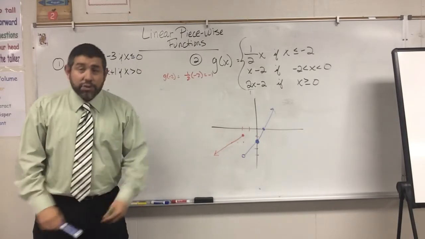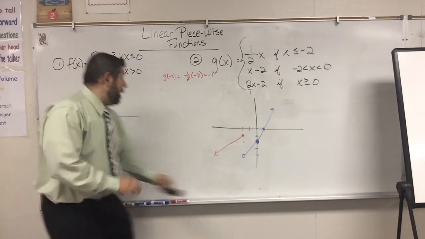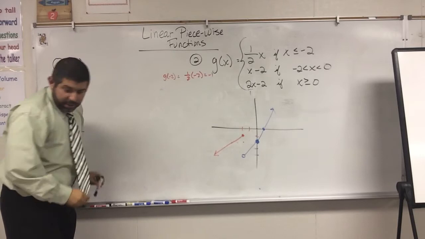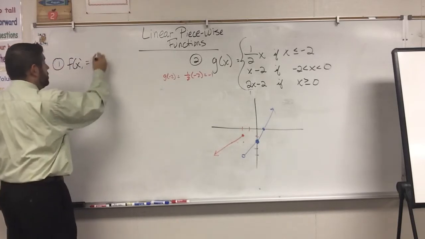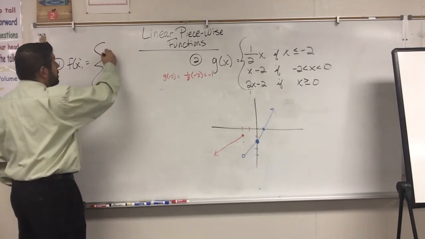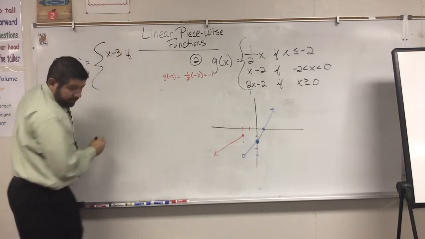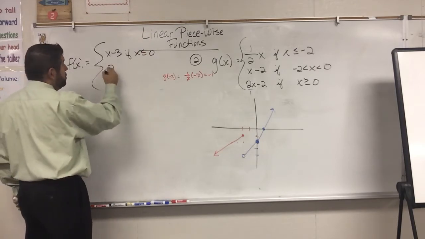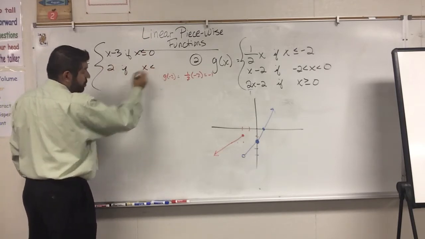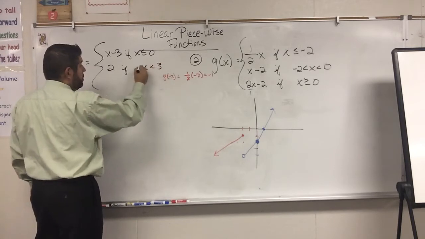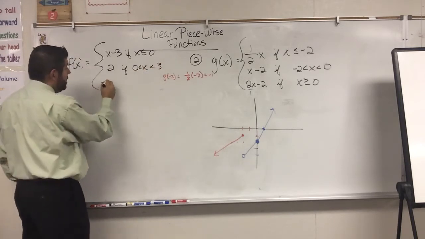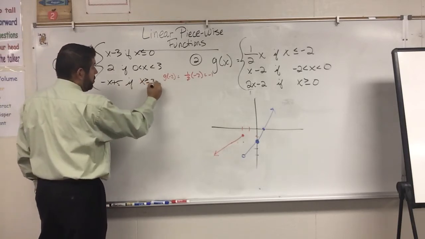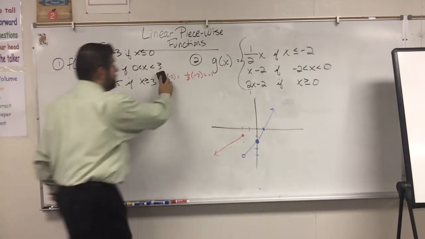All right, so I've got 2 more for you. I'm going to write this next one here as fast as I can, so I don't want to waste any time. And I want you to see if you can try this out. x minus 3 if x is less than or equal to 0. 2 if x is between 0 and 3. And -x plus 5 if x is greater than or equal to 3. So go ahead and see if you can try that out.